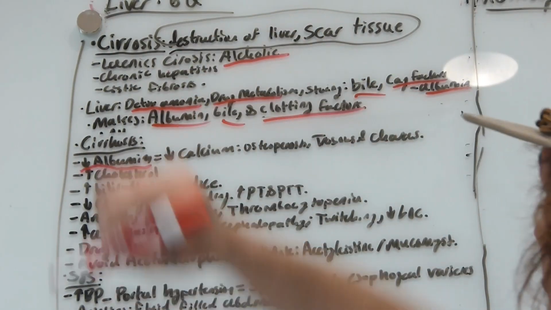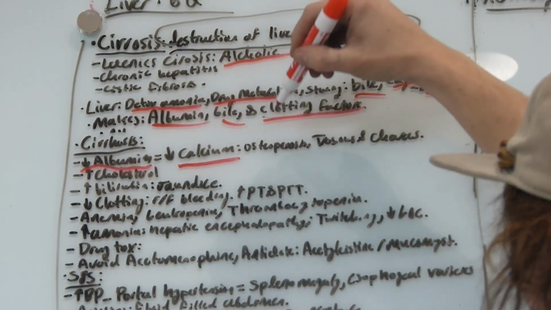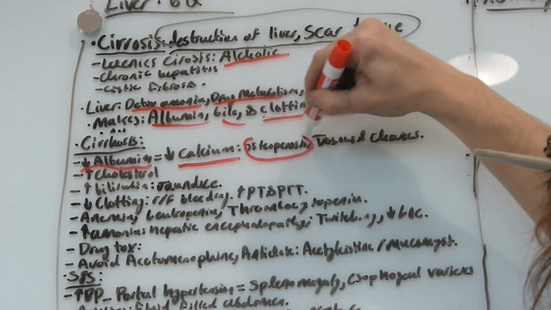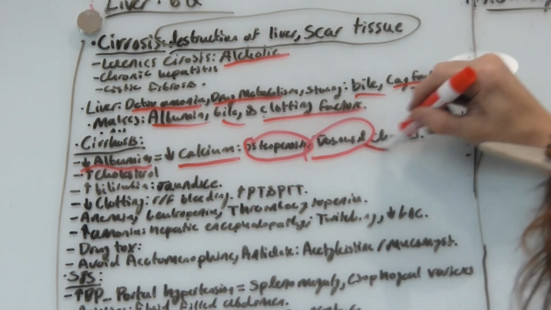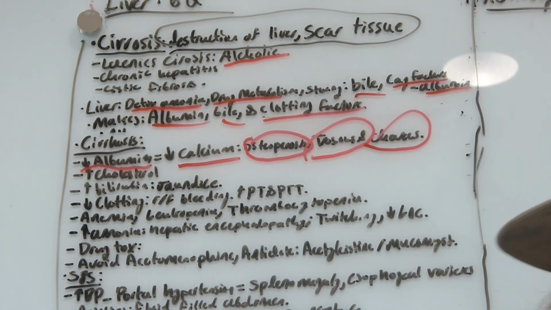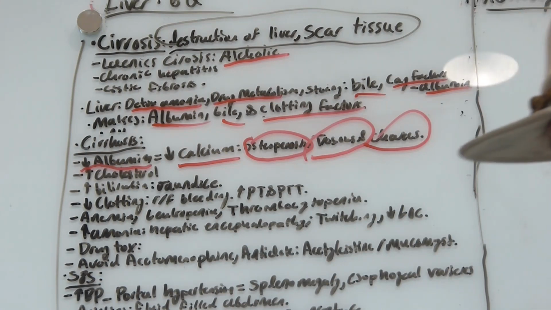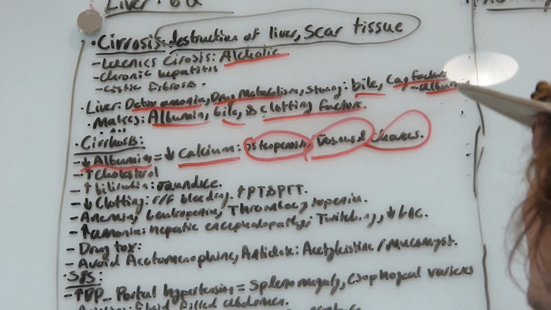Now if we have decreased albumin, we're also going to have decreased calcium, and that's going to mean osteoporosis, Trousseau's and Chvostek's. So Trousseau's and Chvostek's are basically shaking. We got tremors, Trousseau's in the arm, and Chvostek's in the face. Yeah, when they do the blood pressure, twitching in the arm. Asterixis. And to measure asterixis, we need to make sure we have the arm extended.